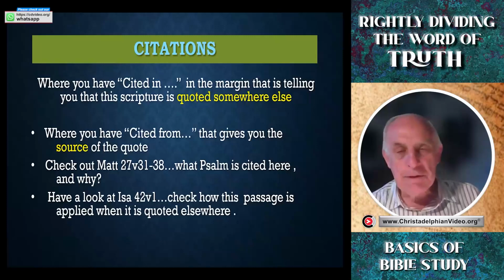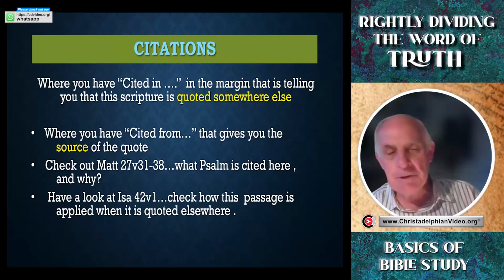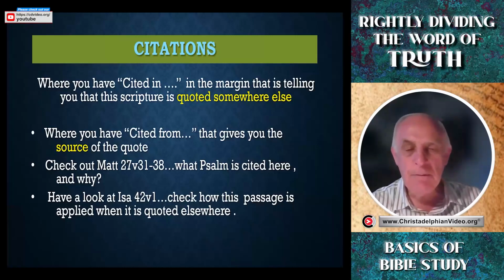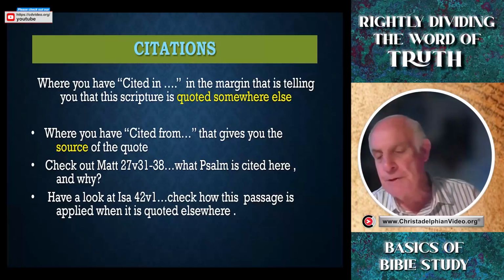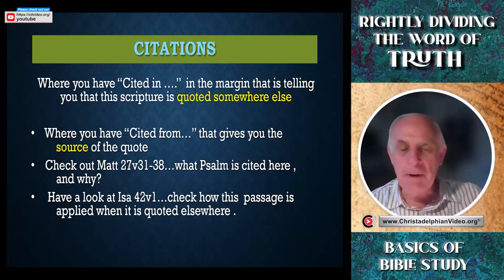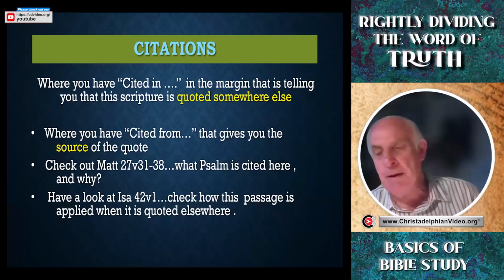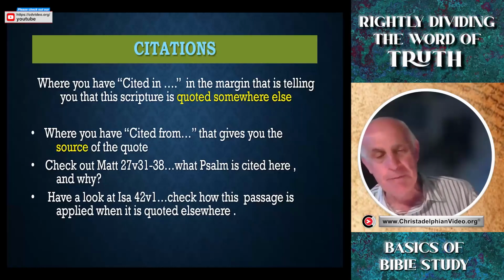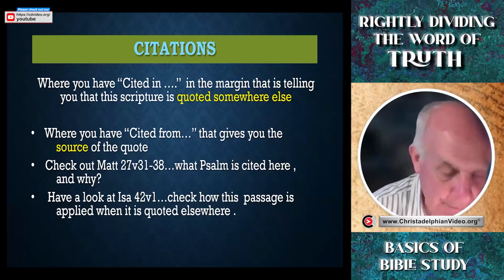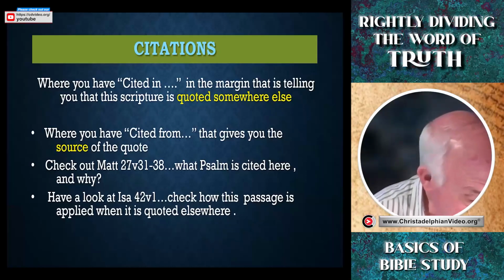So citations go two ways. When you have "cited in," that's the source quotation. It's telling you that this verse is quoted somewhere else. When you have "cited from," it gives you the source quotation. So you can go to both ends of the story and see where it comes from and where it's gone. And particularly when you get to the end one, you can see how it's been quoted. Has it been applied and opened up and expanded? Often it does. So let's look at one of these in Matthew 27, verse 31.